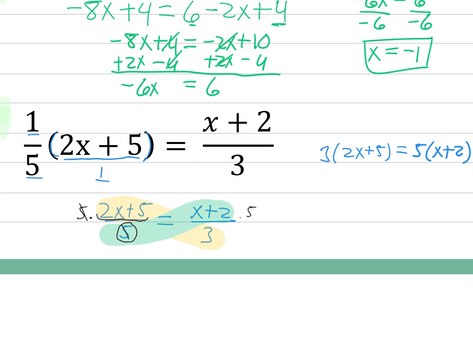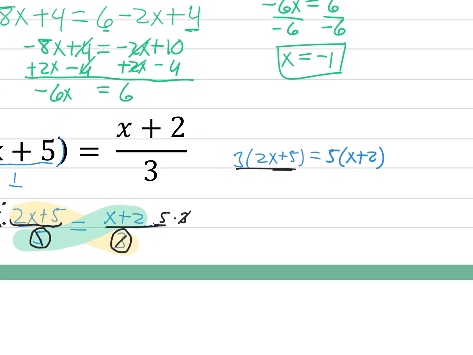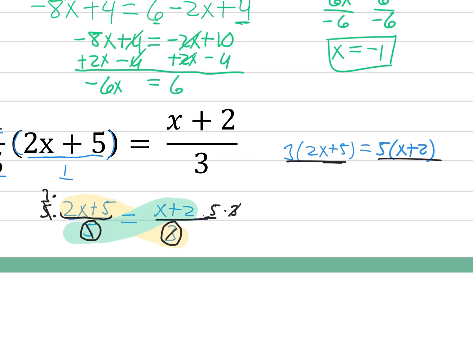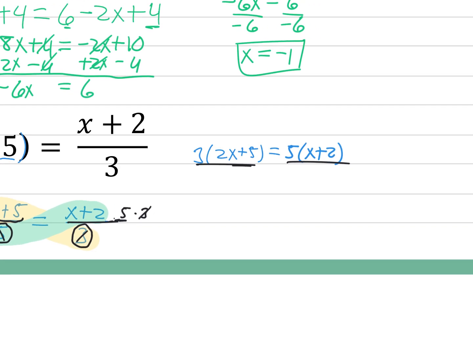Same exact thing over here. To get rid of this 3 on the bottom, I would have to multiply by 3 on this side, and that would cancel over here. But again, what you do to one side, you have to do to the other. So I would get 3 times 2x plus 5 on one side, which is what we have, and 5 times x plus 2 on the other side, which is what we have. But to avoid doing all that work, you can simply cross multiply anytime you have a fraction equal to another fraction. Now this is a simple equation that hopefully we can solve.